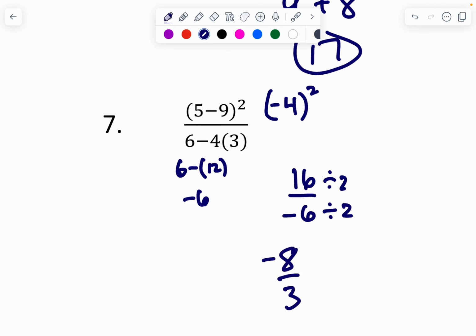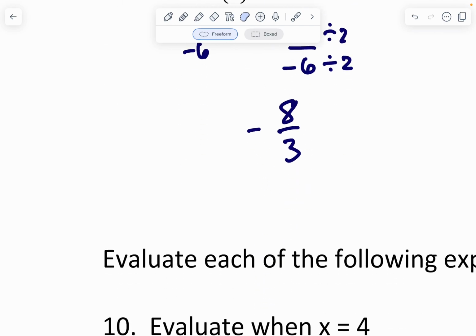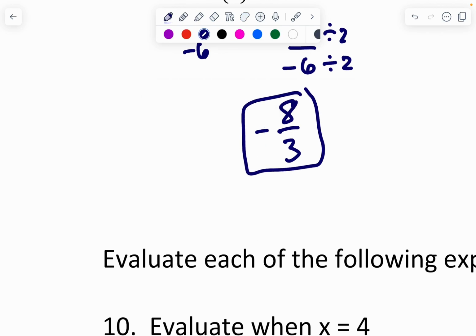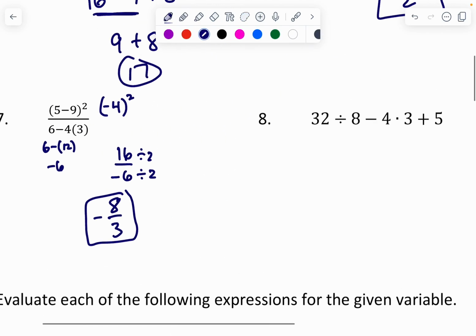You could put the negative up top. You could put the negative on the bottom, or you could put the negative in front, but it can't go in both places. So I generally like to put it out in the front, but as long as you have a negative there somewhere, you are good.